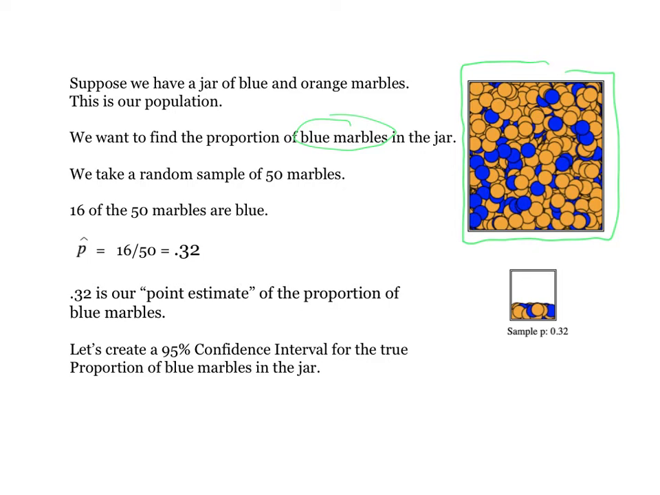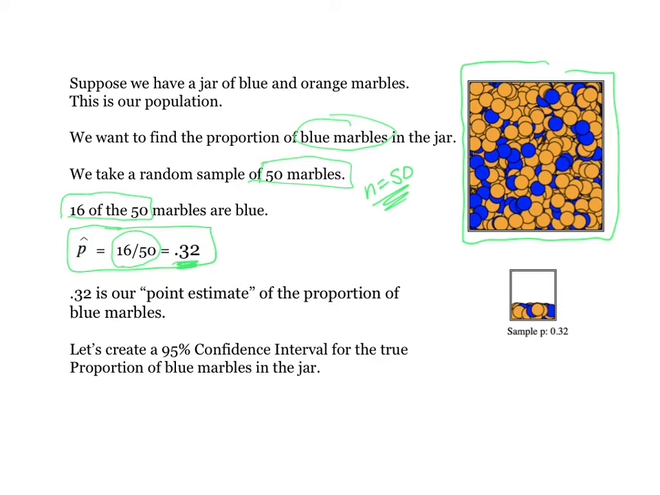So what I would suggest is that we take a random sample of 50 marbles. So that means that n is 50. And I count, out of those 50, that 16 of them are blue. So 16 blue marbles out of 50 gives me a p-hat of 32%. So that's going to be important. That's my sample proportion.